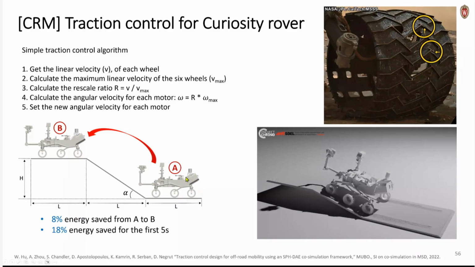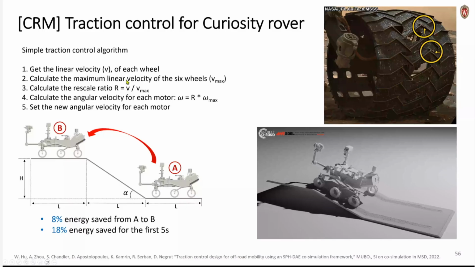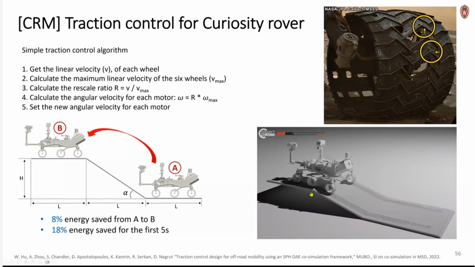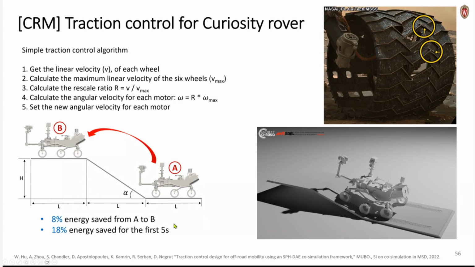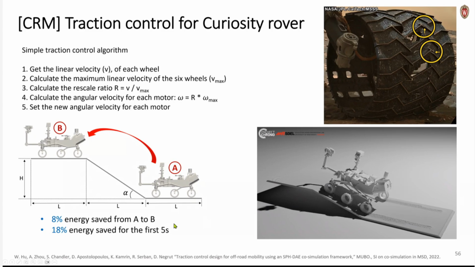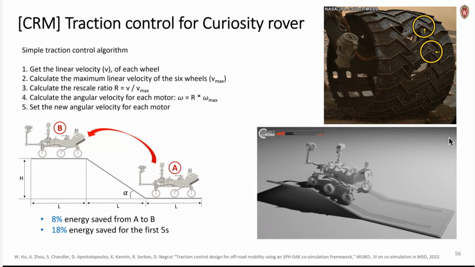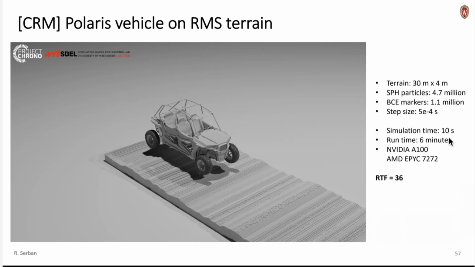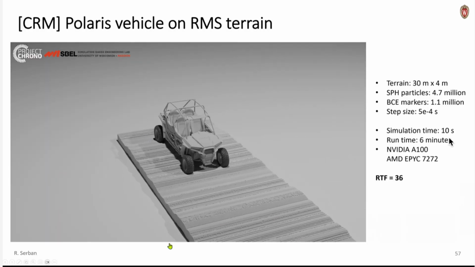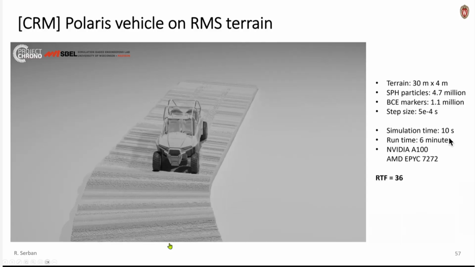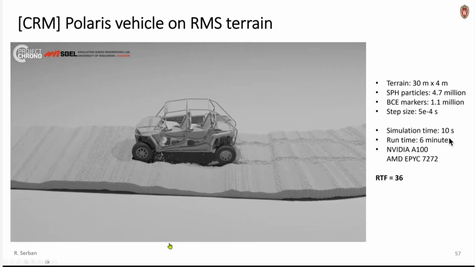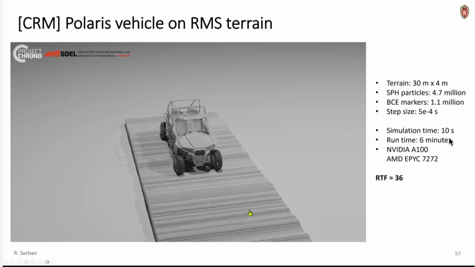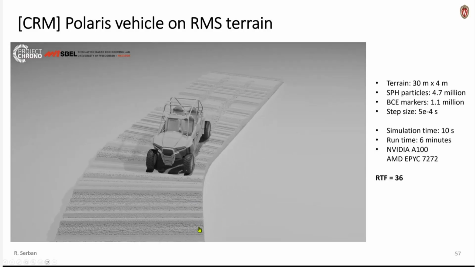So we looked at seeing if we can develop a traction controller for this one that controls the slip, depending on what it's doing, and we show that we can do this while also saving energy. So it's more energy efficient and preserves the wheels better. This is not an application, it's just a demonstration of capability. This is a Polaris vehicle going over this RMS course. As I mentioned, RMS courses are a standard mobility test for off-road vehicles.